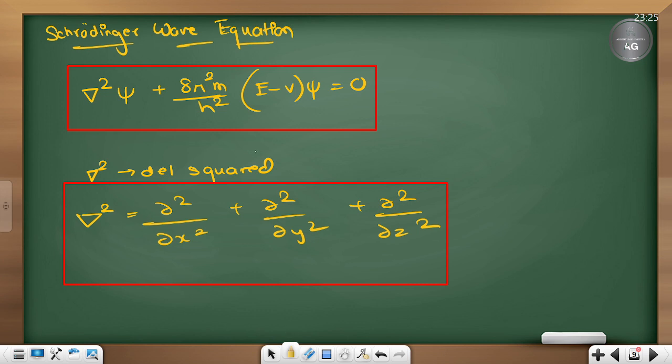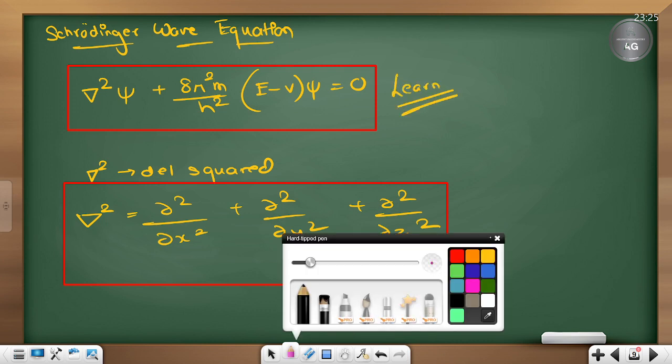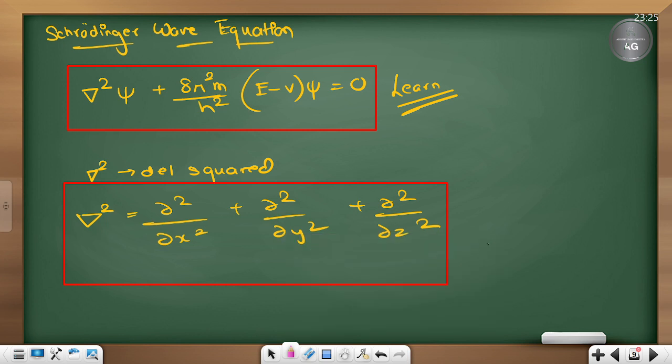So understood? Schrodinger wave equation. Only these two things you have to remember, and this you have to learn. So what will you do with this? You have to learn. Clear? So you have to learn these two equations, Schrodinger wave equation and this one. Del square is generally not required, but the Schrodinger equation, the main equation, you have to learn. Okay, this you have to learn. This is a very important equation, Schrodinger wave equation.